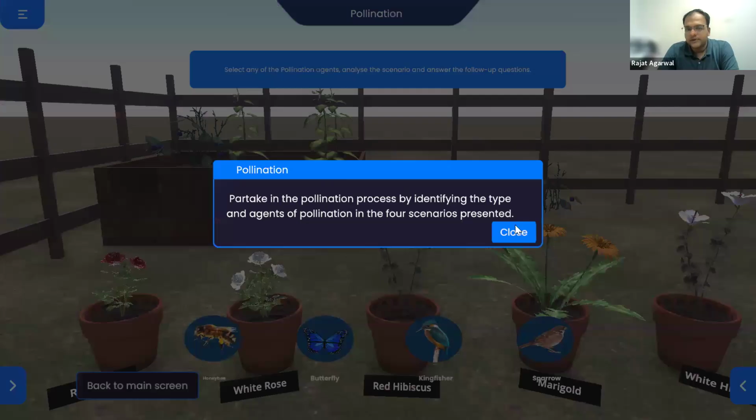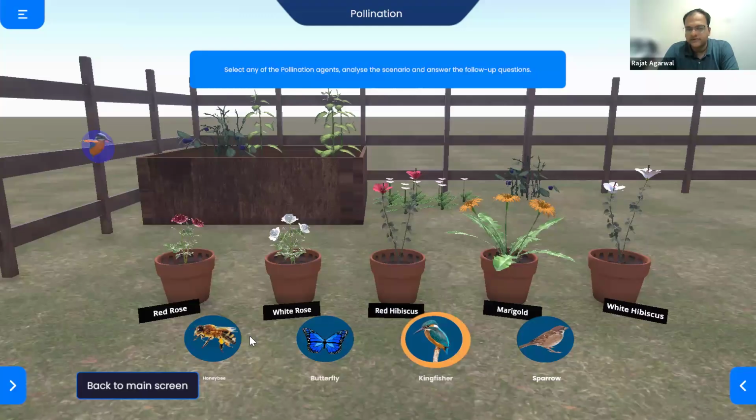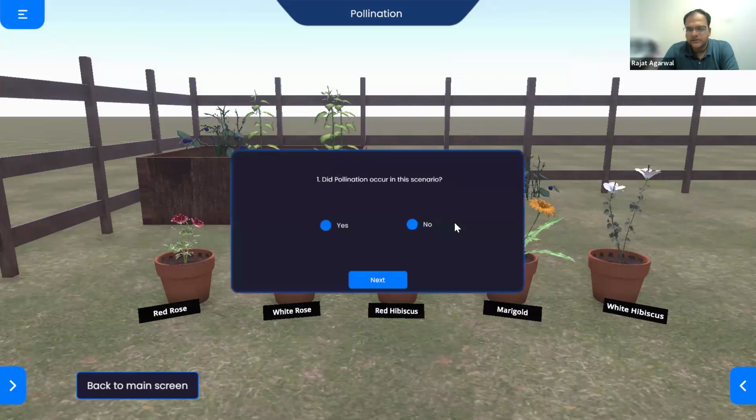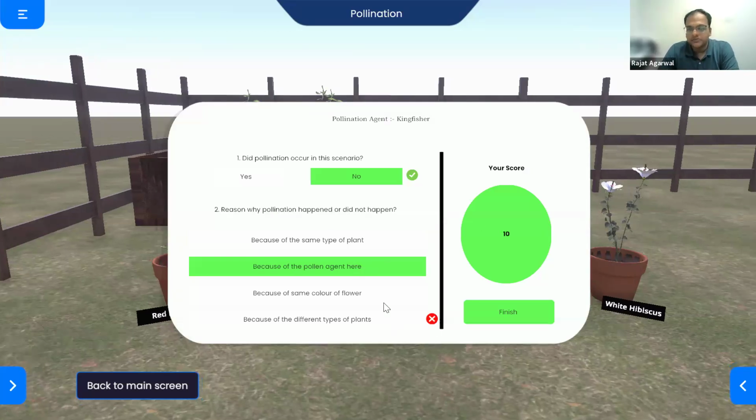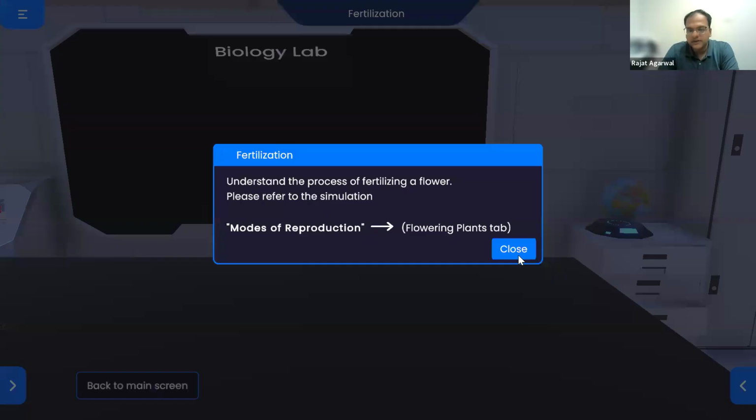So like that, we can choose again some other agent of pollination. Let's say kingfisher. So the kingfisher is coming on the red rose and it is going on to the red hibiscus and it is going on marigold and it is going away. Right, which pretty much happened in the last case as well. Okay, now let's take the quiz. Did this pollination happen? I'd say no. Let's say I go with the same answer. The answer is that because of the pollen agent, the pollination didn't happen. So basically, we need to go back, read the text carefully, and after that we will be able to give all these answers. And that is something which is very important.